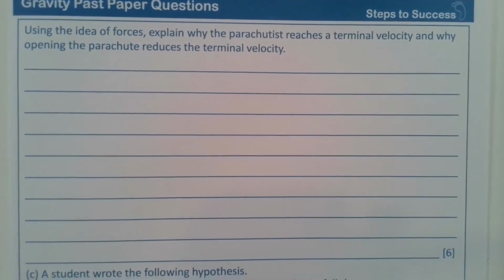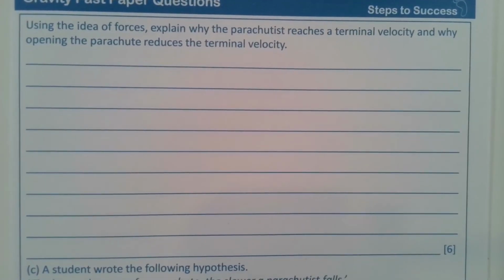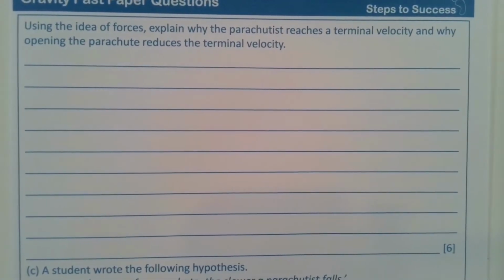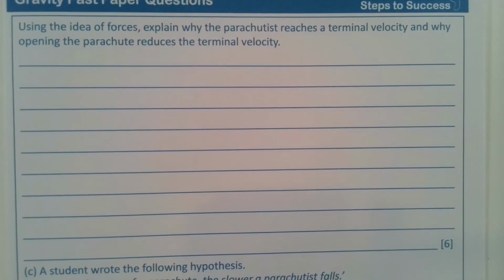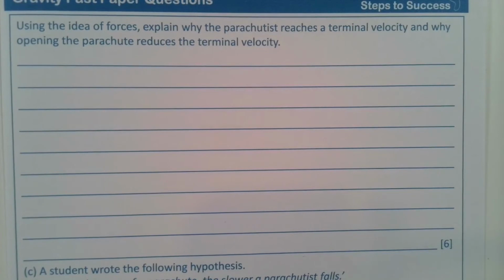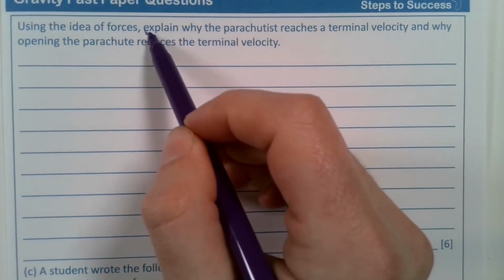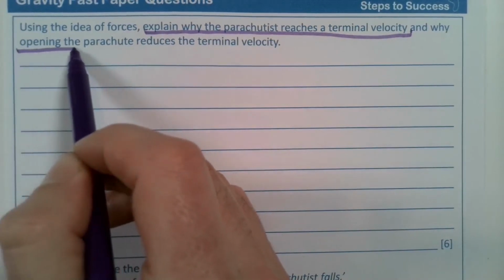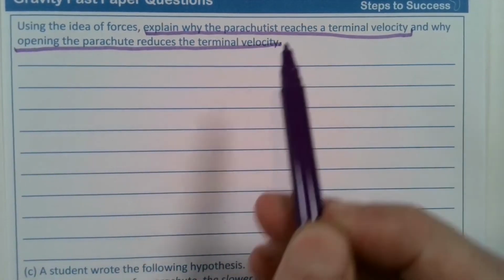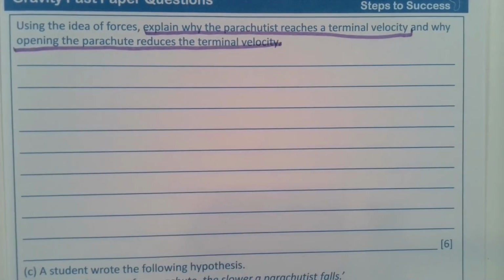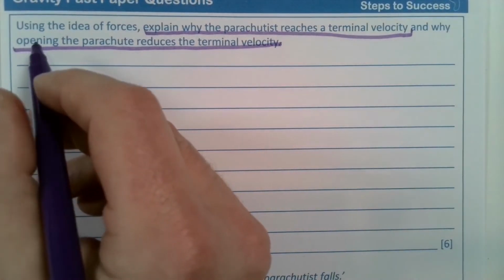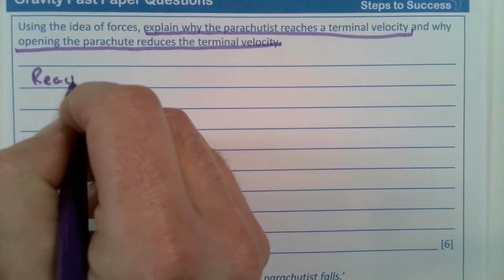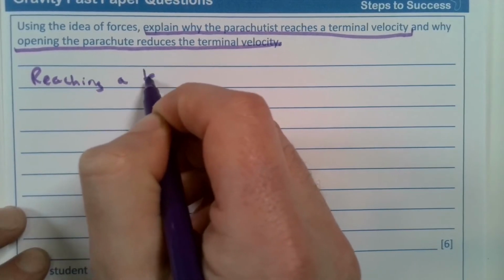So the question asks us to use the idea of forces, explain why the parachutist reaches a terminal velocity and why opening the parachute reduces the terminal velocity. Again, there are 2 parts to these 6-mark questions. Number 1, we need to explain why they reach a terminal velocity, and number 2, we need to explain why does opening the parachute reduce the terminal velocity. So we're going to divide this up into 2 parts. So the first part will be about reaching a terminal velocity.